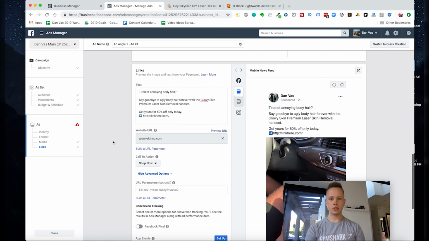Now, if we go down, as you can see, this is the copy, the text that we're putting in. We're going to be using the same text for each different ad for the same ad angle. So we're going to have 3 different videos of the same ad angle, right? And that's 3 different ads with the same text. So: tired of annoying body hair? Say goodbye to ugly body hair forever with a Glowy Skin premium laser hair removal handset. Get yours 50% off only today. And then I put an arrow emoji right here.